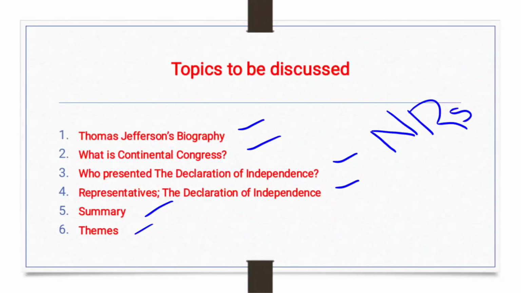Overall, the Declaration of Independence represents a commitment to the principles of freedom, democracy, and self-government. It is a testament to the ideals upon which the United States was founded and continues to be a source of inspiration for people around the world who seek liberty and justice.